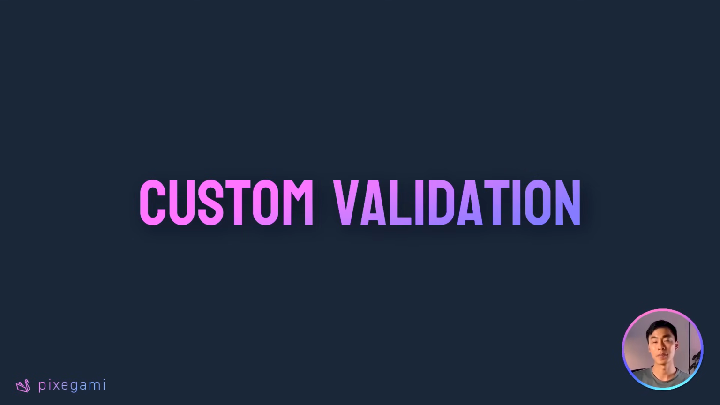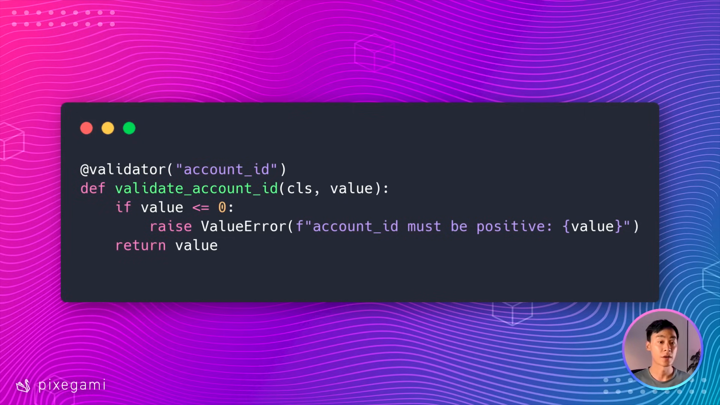If none of the inbuilt validation types cover your needs, you can also add custom validation logic to your model. For example, let's say that we want to enforce that all account IDs must be a positive number, so we don't accept negative integers for our account ID. This is what we can add to our class to make that happen.